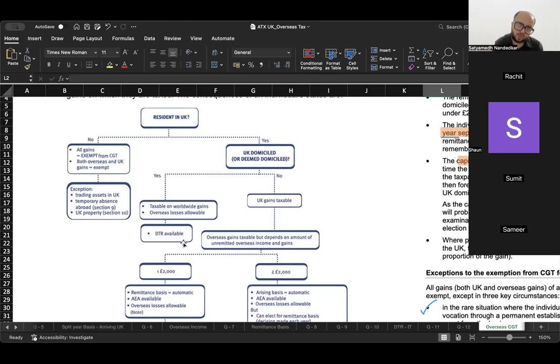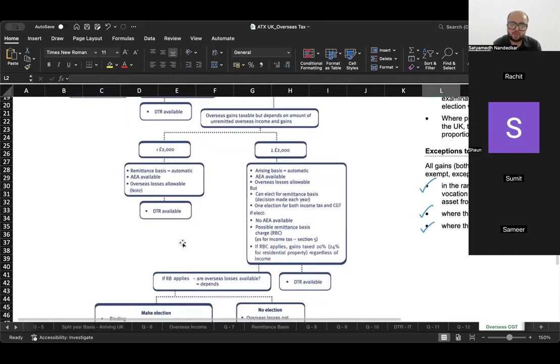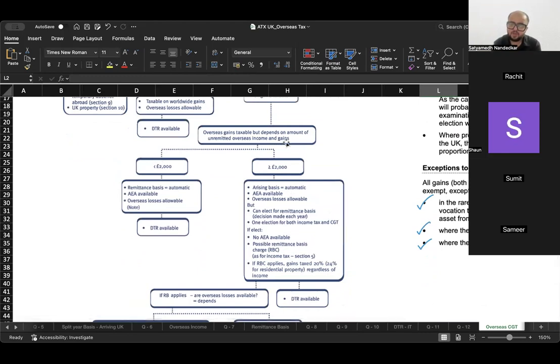If you are resident in the UK but you are not domiciled in the UK, then UK gains are taxable. Overseas gains are taxable but depend upon the amount of unremitted overseas income and gains. If the amount of unremitted overseas income and gains is less than £2,000, then remittance basis is automatic and AEA is available. सब normal calculation चलता है. But if the amount of unremitted overseas income and gains is more than 2,000, ठीक है, then in that case arising basis is automatic and you will get AEA and overseas losses are also allowed.